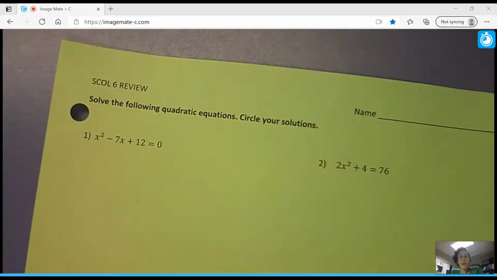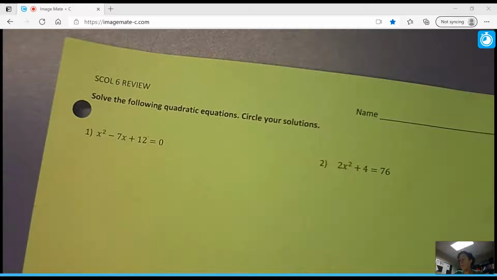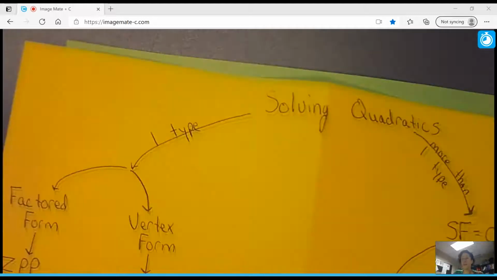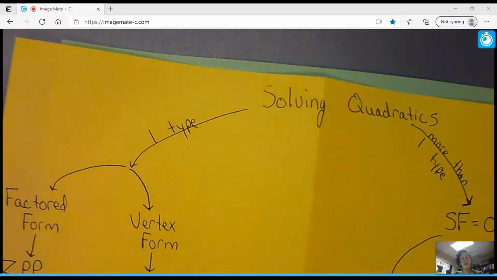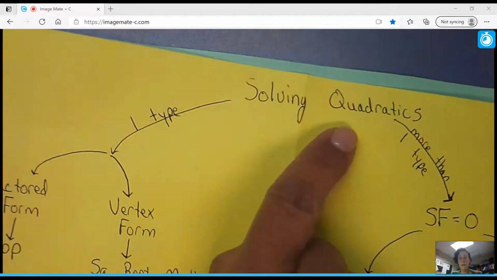Right, we are back in what I think is the final video for the year. So this is our review for the Showcase of Learning. I am going to encourage you to have the map that we made out when you take this. So just a reminder, let's go over the map. It's all about solving quadratics.